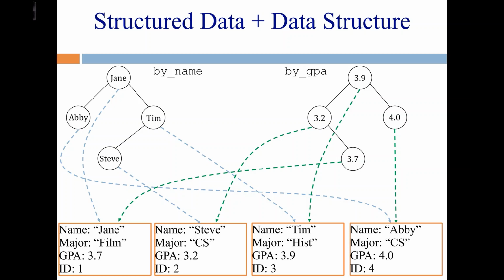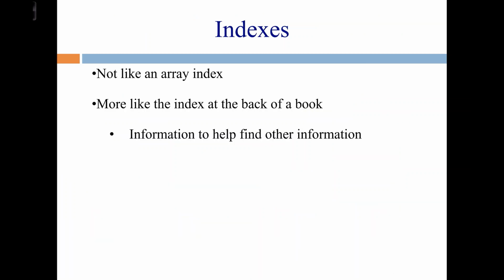So these trees themselves are not what holds the raw information. They just hold information about how to find the full information. And it turns out these auxiliary data structures are called an index. And I've hinted at that a little bit throughout the semester. The term index, though, is not like an array index. It's more like the index at the back of a book. It's information to help us find other information.